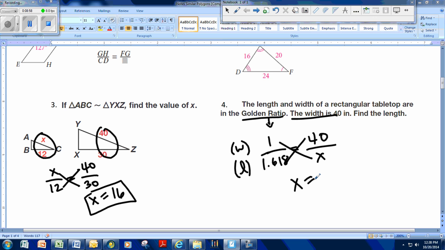So let's calculate that out. I'm going to multiply 40 times 1.618 and then divide it by 1, and we end up getting 64.72. And that concludes our lesson on similar polygons.